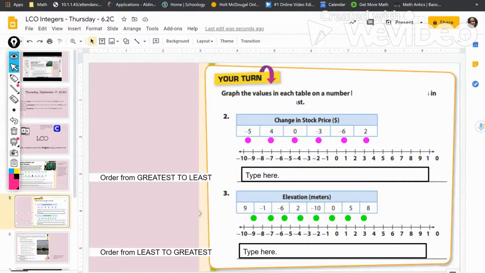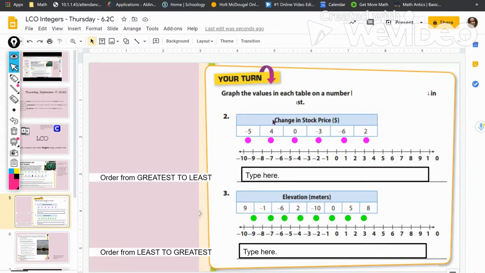Alright, so this is Miss Turner, and in this video I'm going to quickly go over some problems from last Thursday and Friday, as well as the weekly wrap-up exit ticket. So let's look at the Thursday Google Slides activity. This first question, what they wanted you to do was graph the values in each table on the number line.